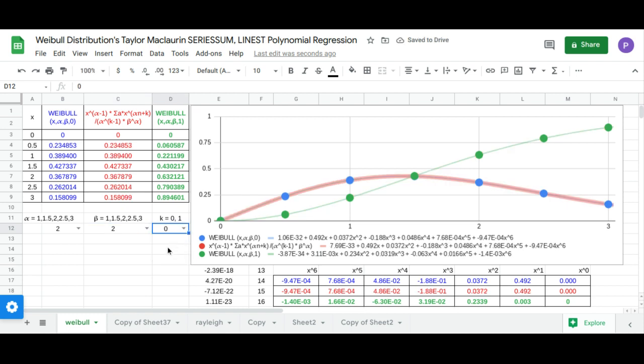So this completes the use of the array formula and the data validation and the Weibull functions to generate the polynomial and the trend lines of the two Weibull functions, the probability density function and the cumulative distribution function, and the Taylor-Maclaurin series sum of both.